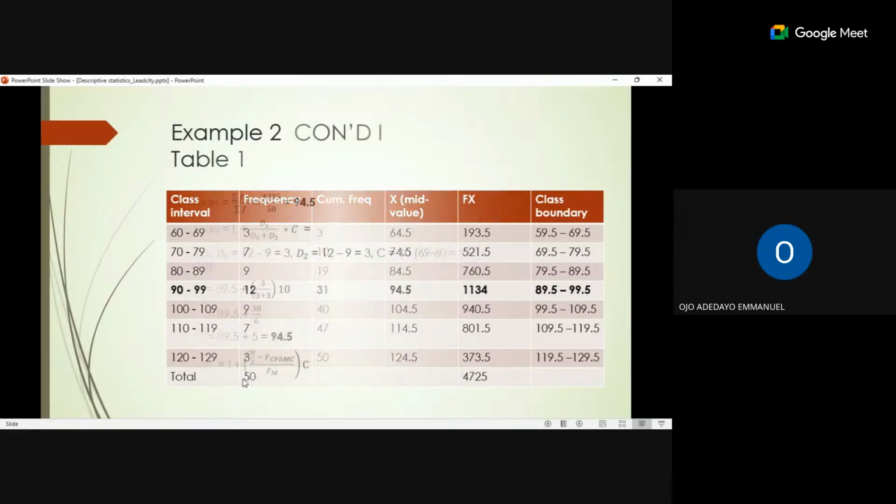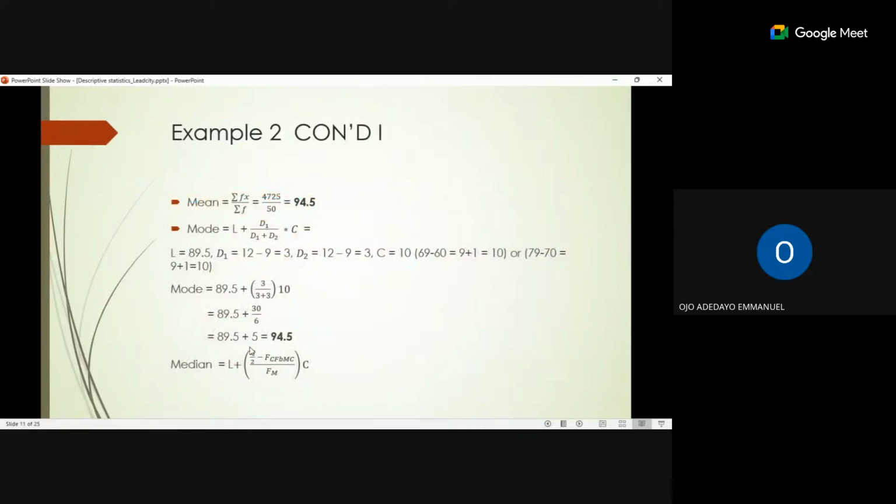So N divided by 2 will give you this one that you are seeing here. In some textbooks, you can see 0.5 multiplied by N. 0.5 is the same thing as 1 over 2. When you do 0.5 multiplied by 50, it's going to give you 25. 50 divided by 2, you are still going to have 25. So that is how we normally get this N divided by 2. Our N is 50 divided by 2. I think that one is clear.